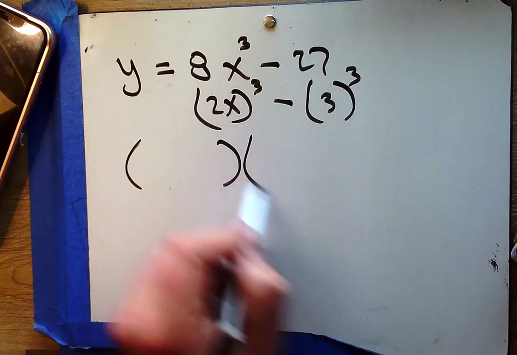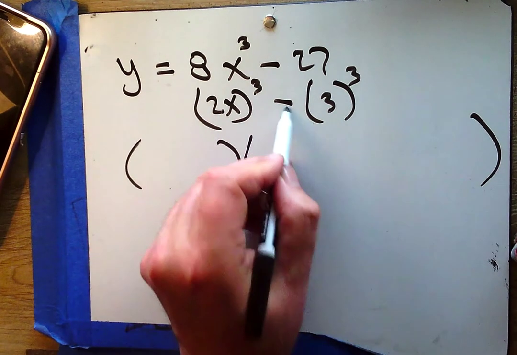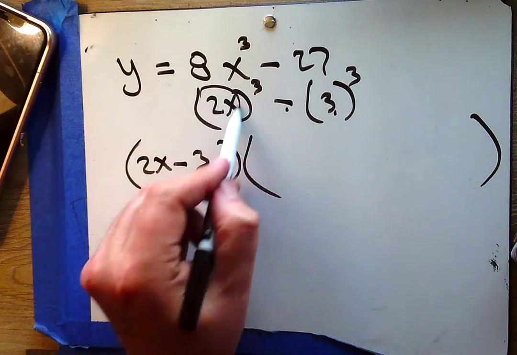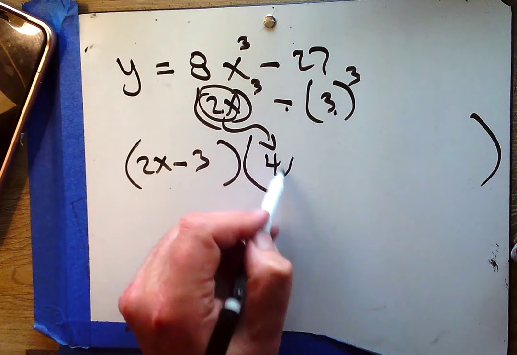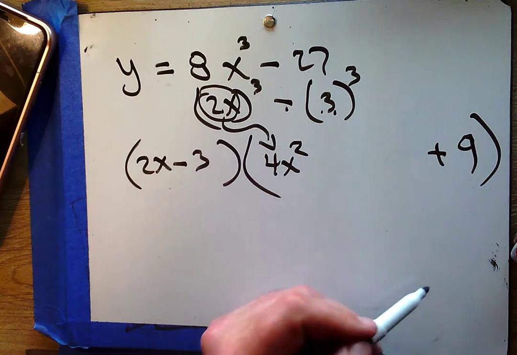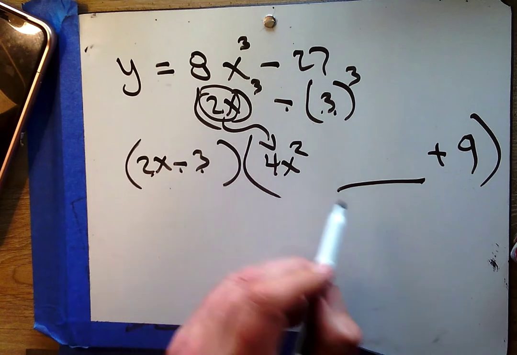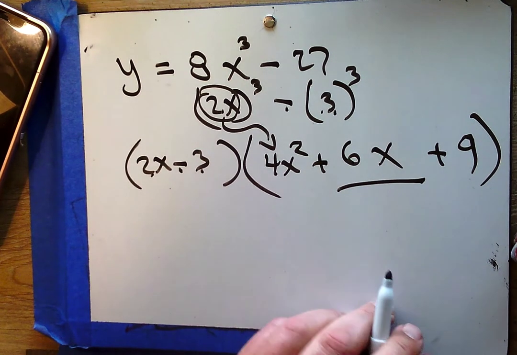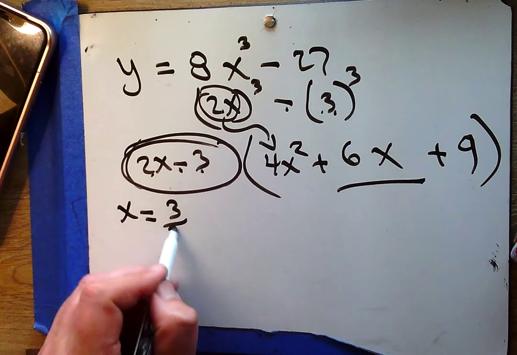So, it's always a binomial and a trinomial. In the binomial, we have this and this sign and this. And here, this goes here squared. So 2x squared is going to be that. And here goes this one squared. 3 squared is 9. And the middle term is simply this times this, change the sign. Since that's a minus, this has to be a plus, and 6x. There's our factored form. Now this produces only one real x-intercept at x equals 3/2.